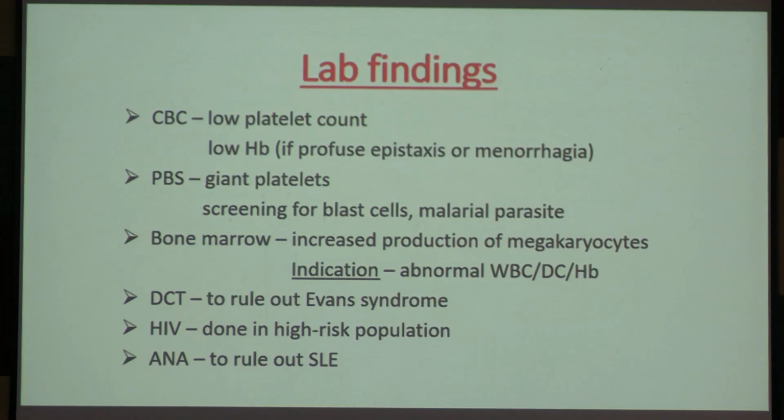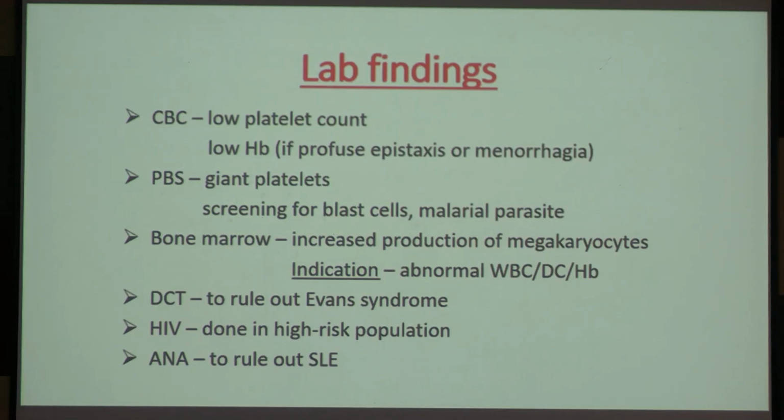Then bone marrow, what will we get? Bone marrow study shows increased production of megakaryocytes. And regarding the indication for bone marrow, we will not do a bone marrow study in every case of ITP. If there is associated low hemoglobin, low RBC, WBC count, then we will do a bone marrow study. That is, if more than one cell line is depressed or suppressed, then we will do a bone marrow study.